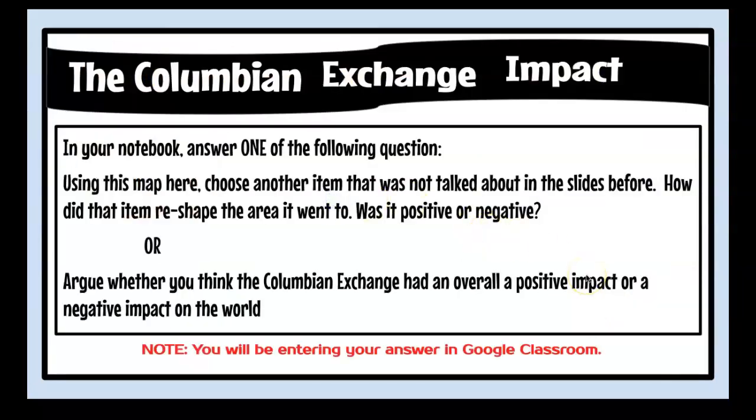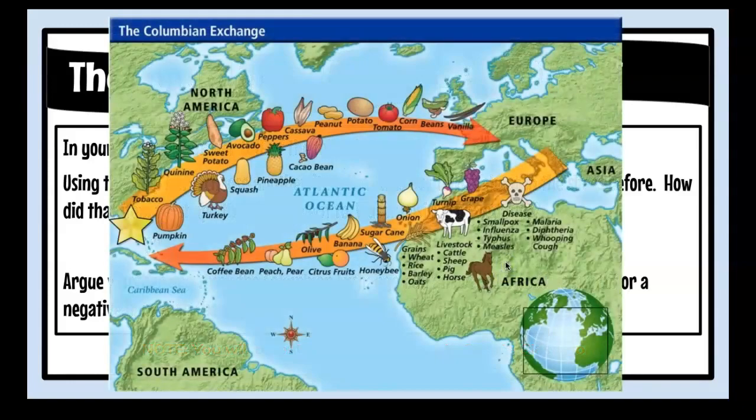Okay, so you can pause after, don't pause now, but after I give the directions, or you can continue watching this entire video and go back to this part. But in your notebook, you're going to answer one of the following questions. After you write it down in your notebook, you are going to take it to Google Classroom and type what you wrote in your notebook. You're either going to, using this map here, choose another item that we did not talk about. So it could be any item that we did not talk about.